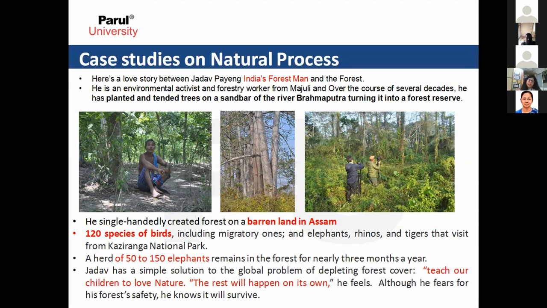At present in his particular forest, we can see around 120 species of birds, including migratory ones, and elephants, rhinos, and tigers visiting from Kaziranga National Park. So he has converted the total barren land into a forest. We can also observe around 50 to 150 elephants remaining in the forest for nearly 3 months in a year. He has a simple solution to the global problem of depleting forest cover. He stresses on teaching our children to love nature. The rest will happen on its own, he feels. He is also afraid about his forest's safety, but he knows it will survive.